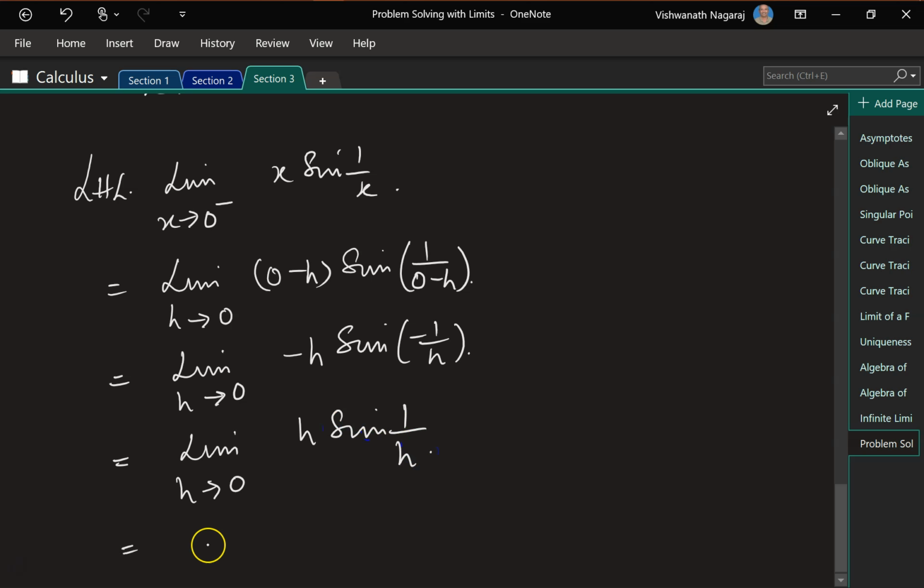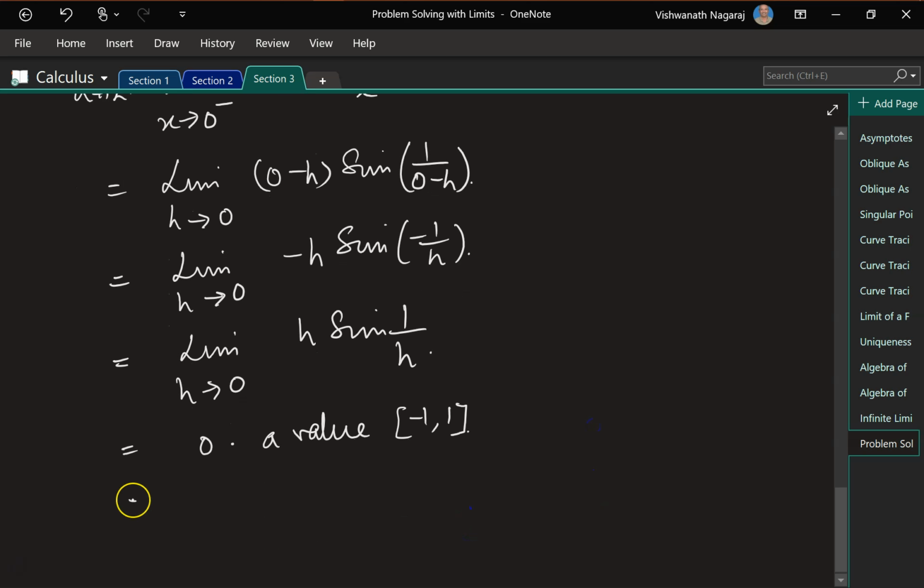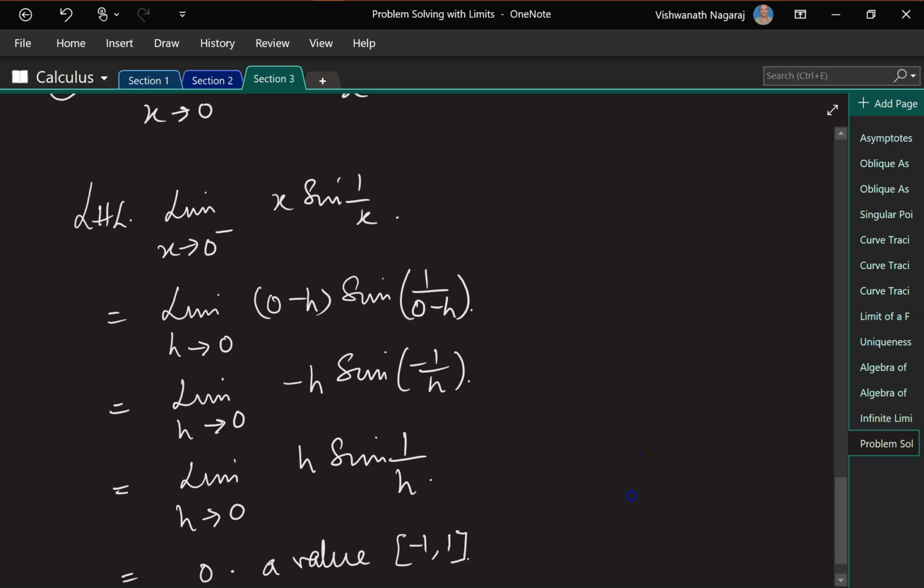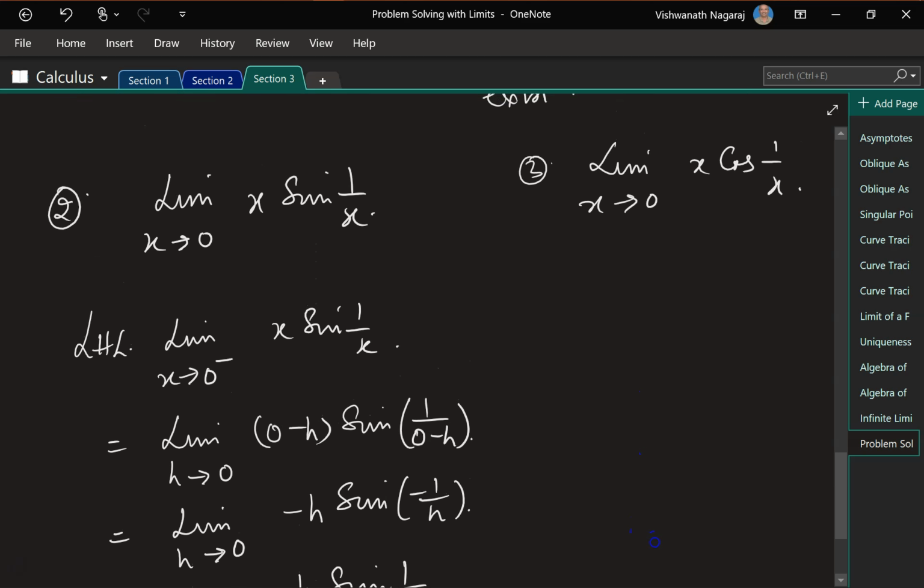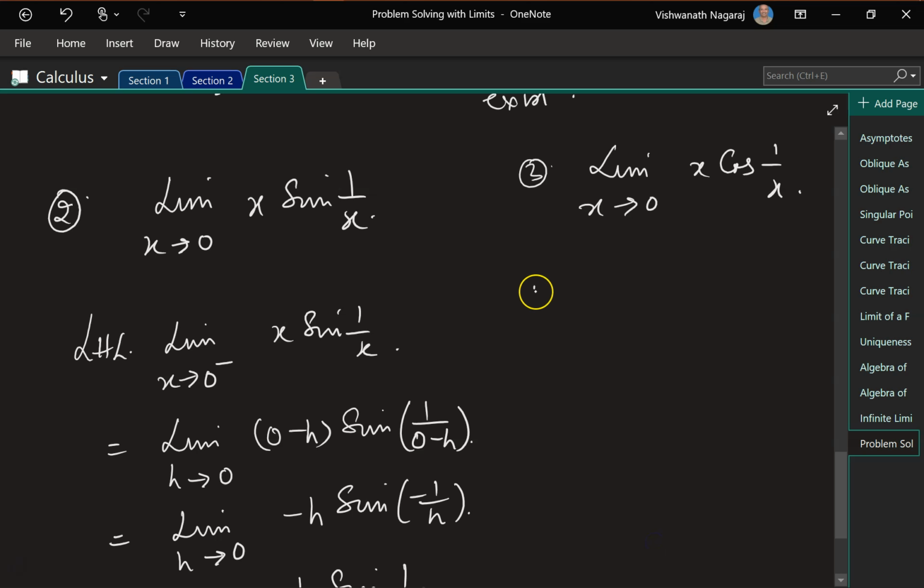Now this is equal to 0 times some value between minus 1 and 1. So 0 multiplied by anything is 0. So the left hand limit is 0. Let's do it for this also. LHL.